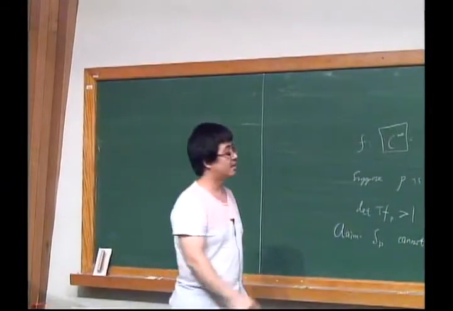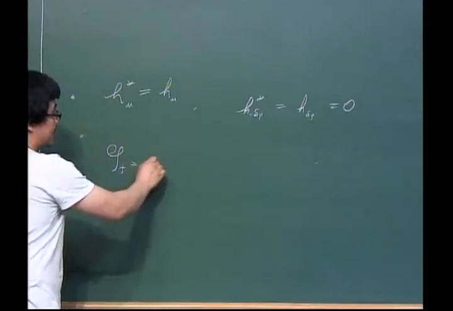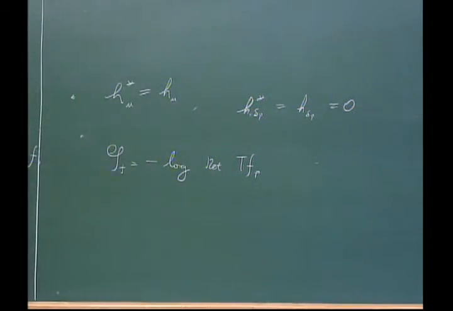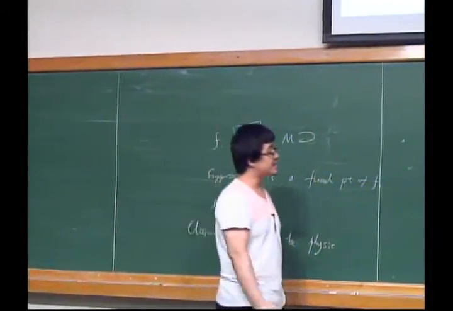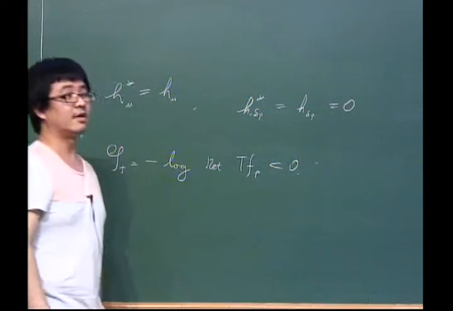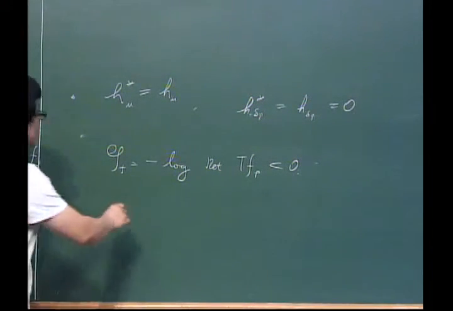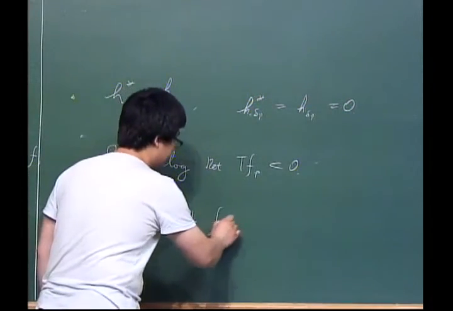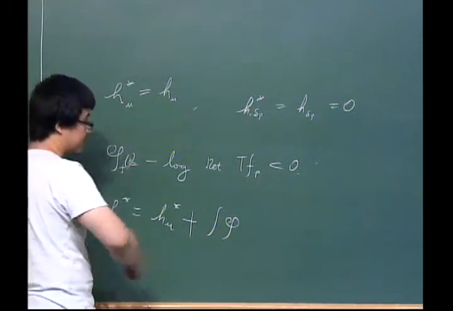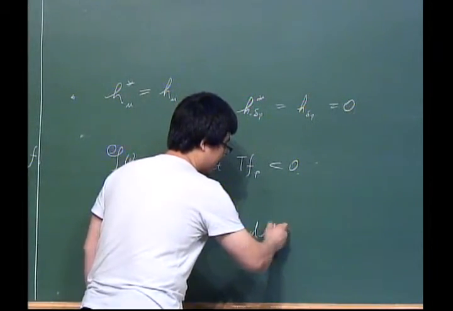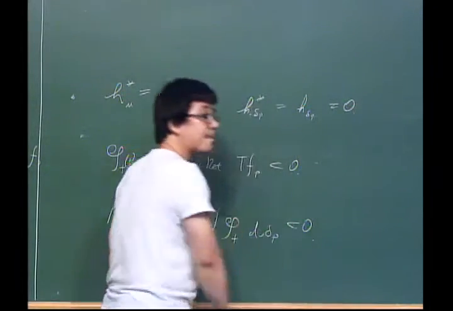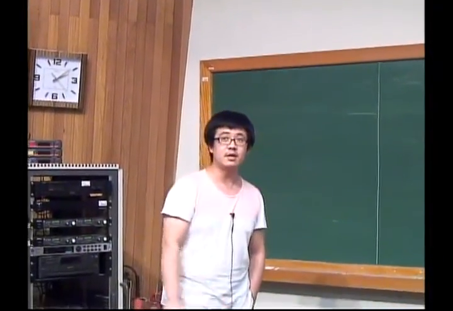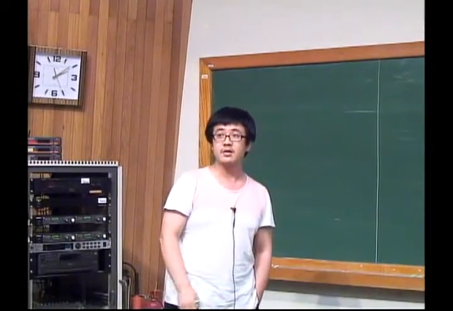So what's the potential? The potential is F minus log determinant of the tangent map. Since we suppose the determinant is larger than 1, it implies the potential should be smaller than 1. So we consider the star pressure, the star entropy plus the integration of this one. This explains to us, for any infinite map and any fixed point, if the determinant is larger than 1, then this point's atomic measure cannot be physical.